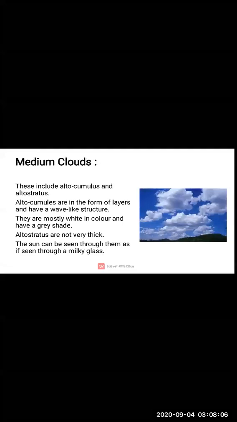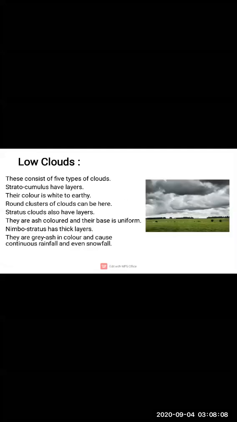Now moving ahead, we are going to consider the low clouds, children. These clouds consist of 5 types. They are classified into 5 categories: stratocumulus, stratus, nimbostratus, cumulus, and cumulonimbus.